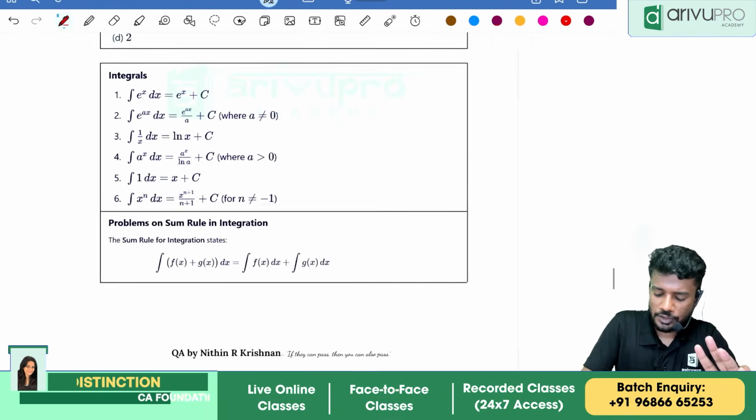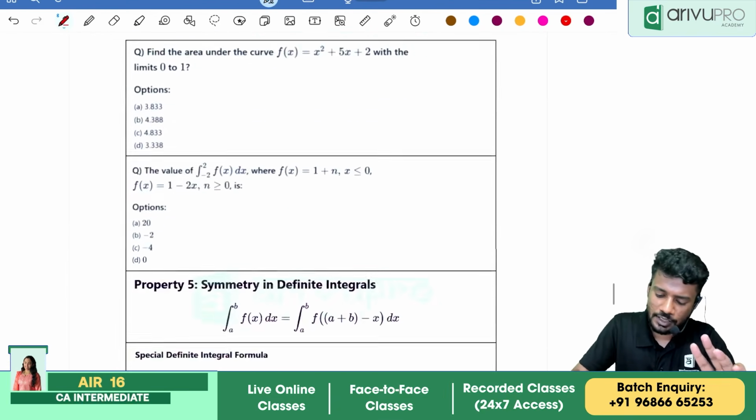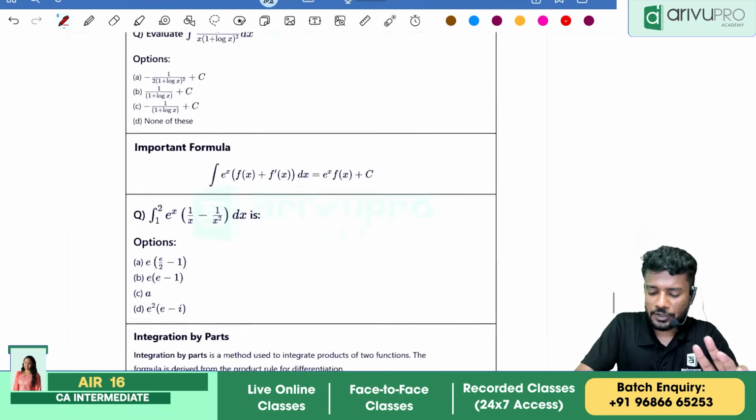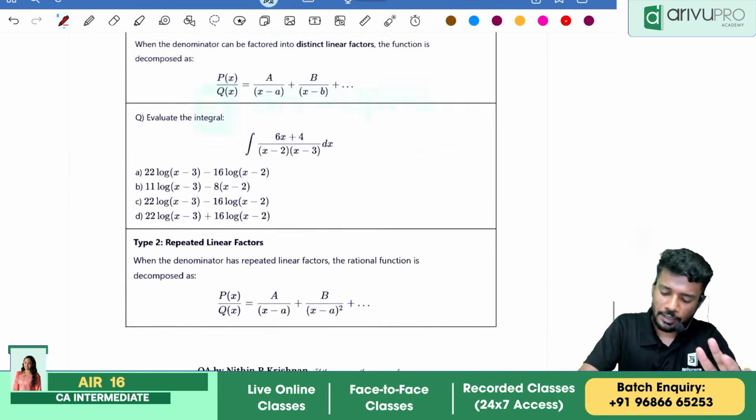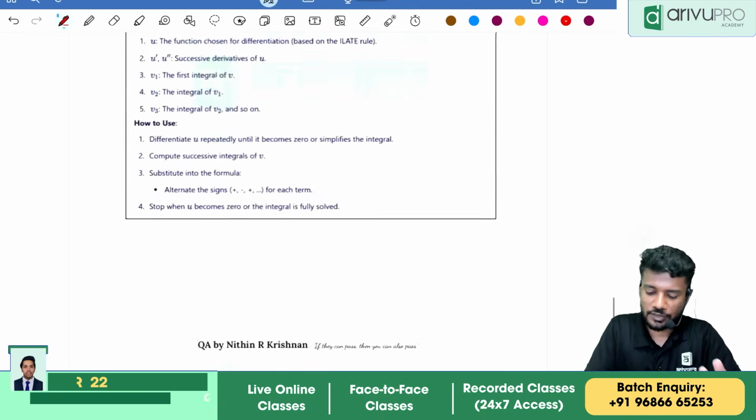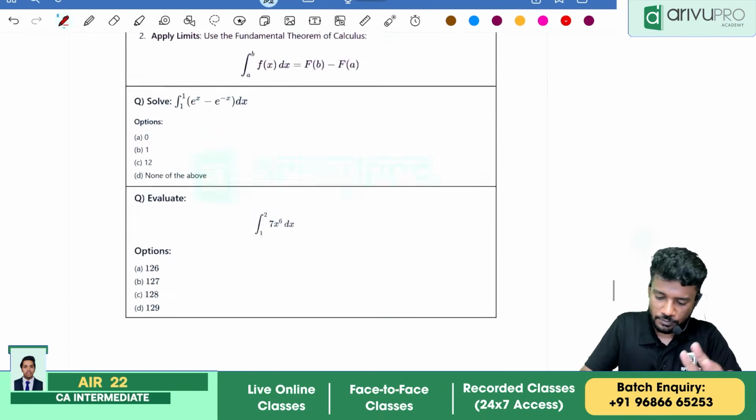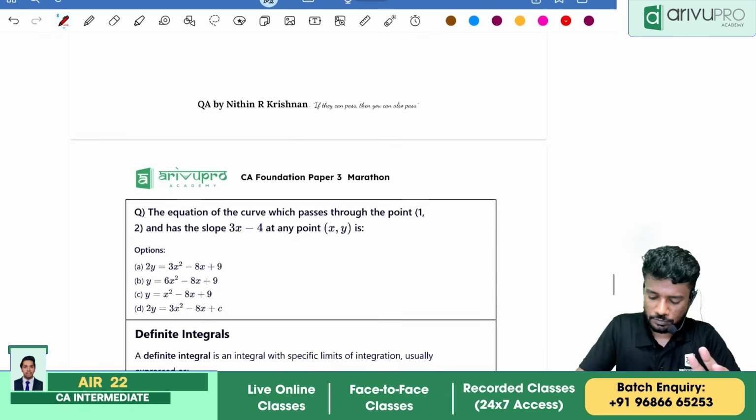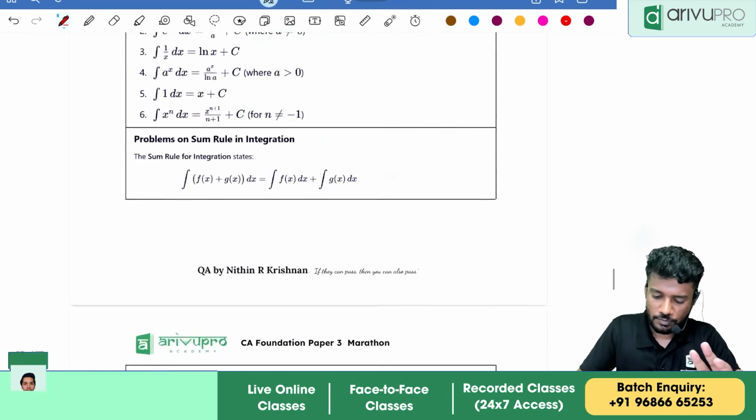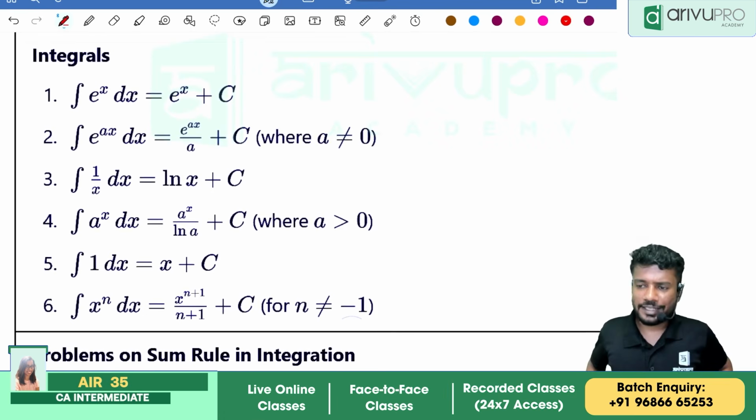Now the last part, that is integrals. After integrals, we will be going for chapter 3. Then we will be winding up with chapter 17. Yes, chapter 17 is which one? The correlation regression. Now what is the integral of e raised to x?